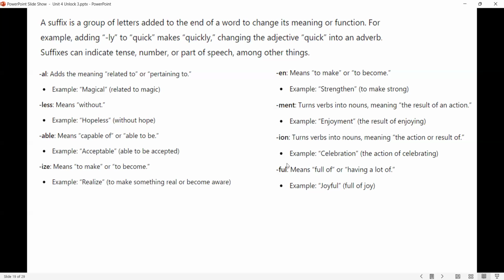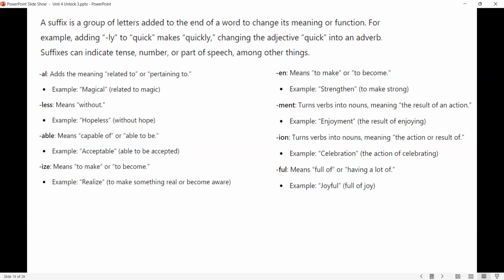FUL, one L, not double L. FUL is an adjective maker and it means full of or having a lot of. Example, joy is the noun. Joyful means full of joy and it's an adjective.